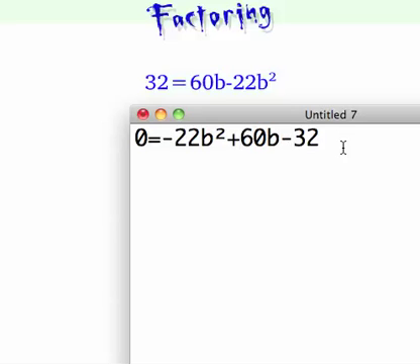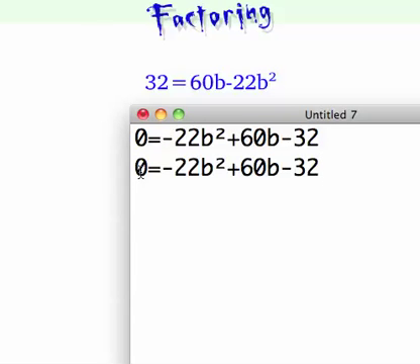Okay, now I would like to see if there's a common factor. Notice 2 goes into all of these things, and because my first term is a negative, I'm going to divide both sides by negative 2. When I divide, 0 divided by negative 2 is 0, and this is going to be positive 11, and this is going to be negative 30. The positive 60 becomes negative 30, and the negative 32 becomes positive 16.